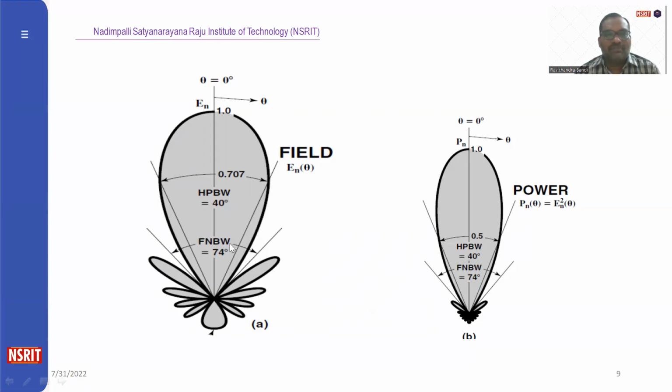FNBW means beam width between the full nulls. HPBW means beam width between the half power points, or it is also called half power beam width. It is called full null beam width. The beam width is calculated at 0.707 En for field pattern. The HPBW is calculated for 0.5 Pn. So this is the difference between field pattern and power pattern.